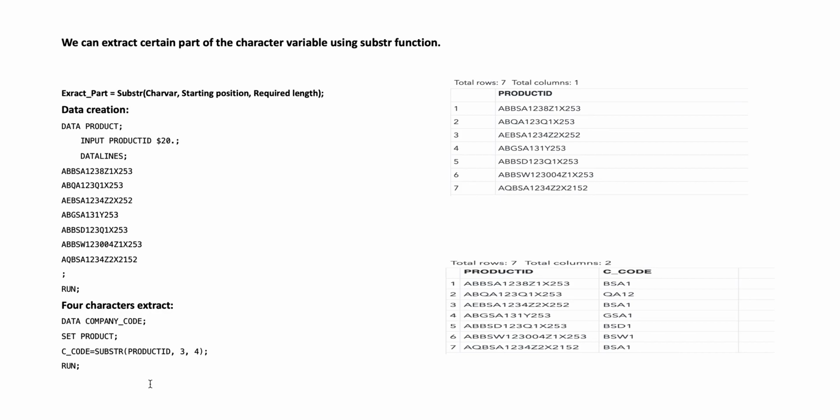In the second set of code, the data set name is company code. SET product, that means we use the initially created data. It creates a new variable C code, which is a certain part of product ID. When we run the second set of code, we get the result shown on the right side of the window in the second table, which has two variables. One is product ID and another one is C code. This is the created variable, which has only 4 characters, and it starts from the third position of product ID.